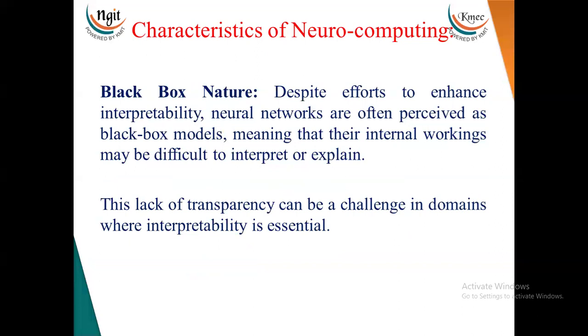Now, next one is the black box nature. What is meant by black box? What exactly is happening inside, we don't know. We give some input, it is processed, and you get the output. Interpreting how the neural network works is not so easy, and we cannot understand it. There is no transparency in how the neural network works in challenging domains. So this is called the black box nature.